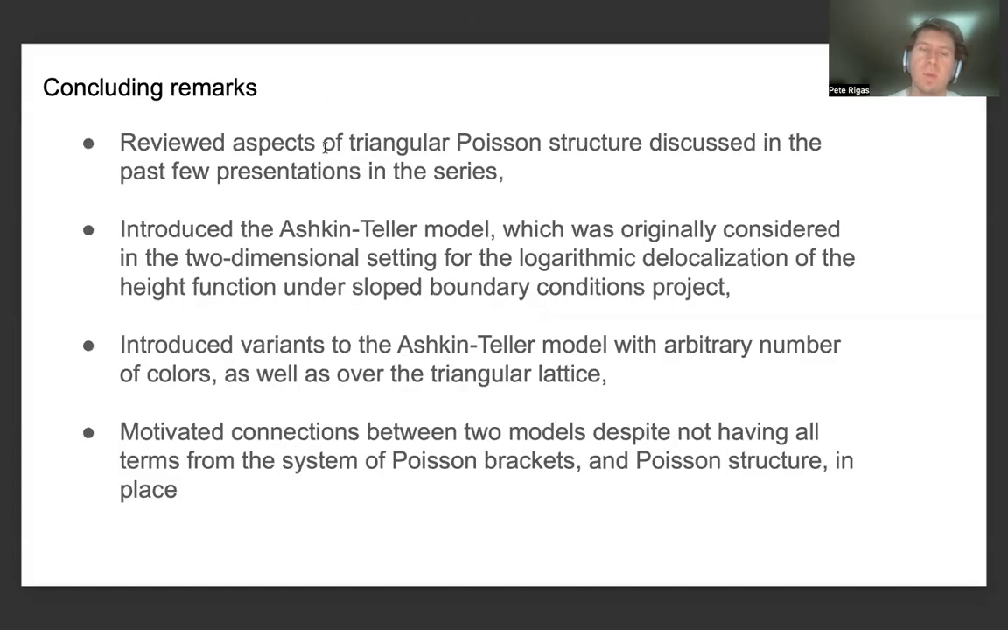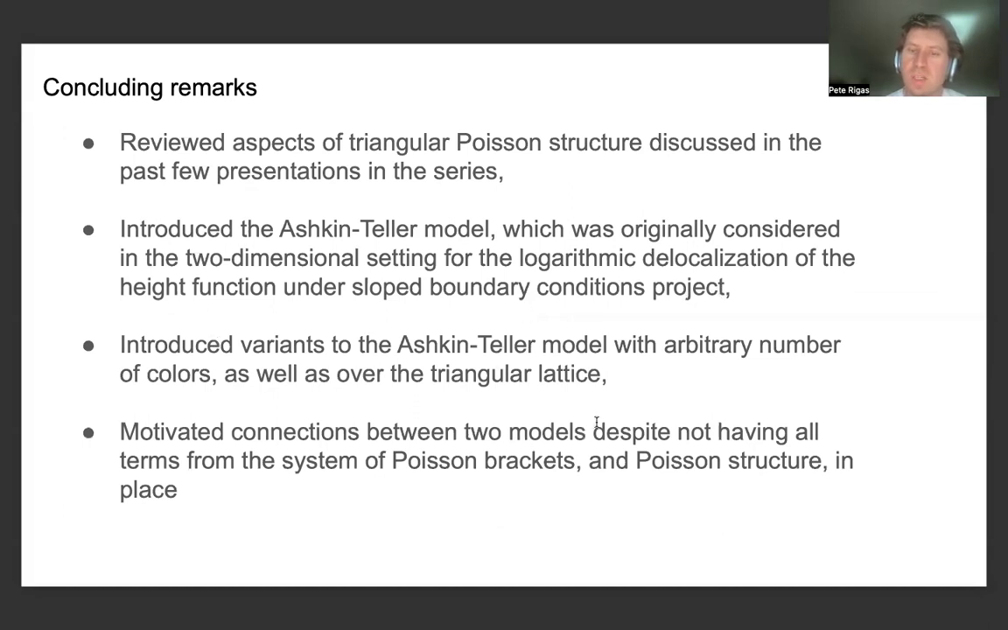And so the concluding remarks were that we reviewed aspects of the triangular Poisson structure described in the past few presentations of the series, and we introduced the Ashkin-Teller model, which was originally considered in the two-dimensional setting for the logarithmic delocalization of the height function of the six-vertex model under slope boundary conditions.